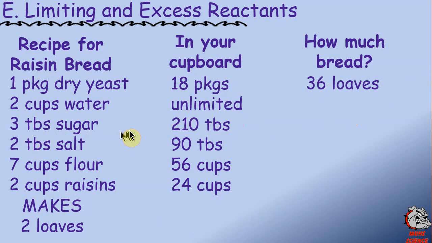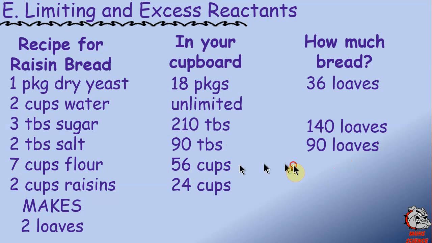I need 3 tablespoons of sugar. I have 210. So based on that, I can make 140 loaves, because I can run the recipe, what is that, 70 times? Making 2 loaves each, 140. I can run the recipe 45 times here. I'd make 90 loaves of bread. 7 cups of flour, 56 divided by 7. I can make up 8 runs of the recipe. I can make up 16 loaves. And then 2 cups of raisins. I can run the recipe 12 times, and I can get 24 loaves of bread.